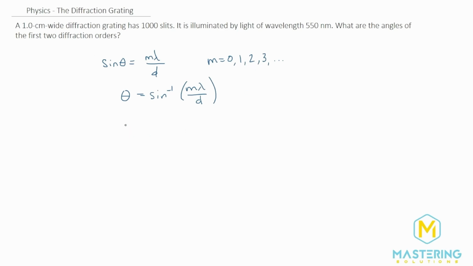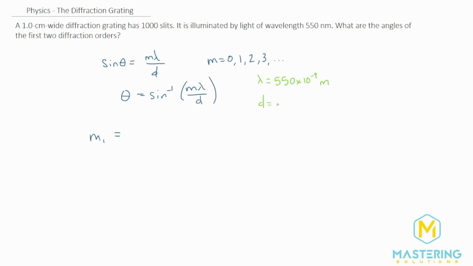So to do that, let's take m equals 1. And we need to plug in the information, but we don't know what d is. So we know that the wavelength is 550 nanometers. So lambda is 550 times 10 to the negative 9 meters. And we know that m for this one is going to be m equals 1, of course. And for d, we need to figure that out.